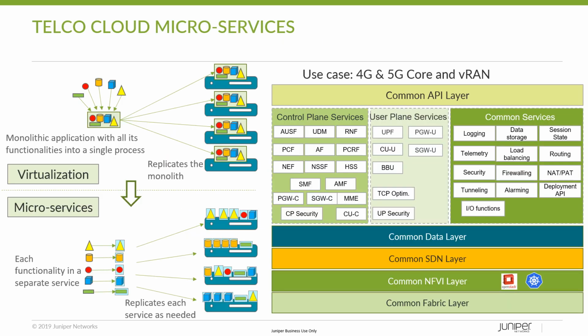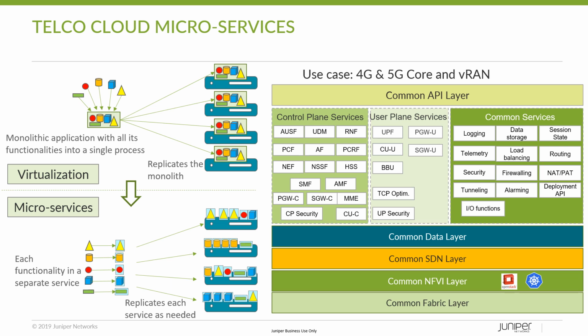So cloud native means that instead of deploying a VNF or an application in a monolithic way, where all functionalities are in a single process, each functionality is separated in an autonomous element called a microservice. In order to scale out a VNF, instead of replicating big monoliths, you now replicate each microservice as needed.